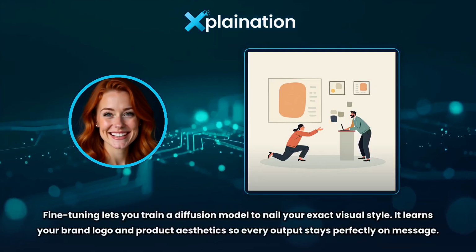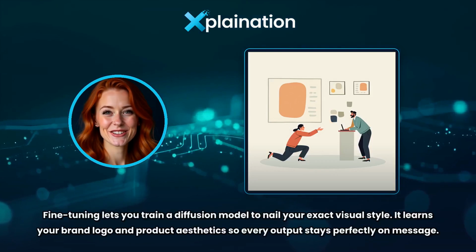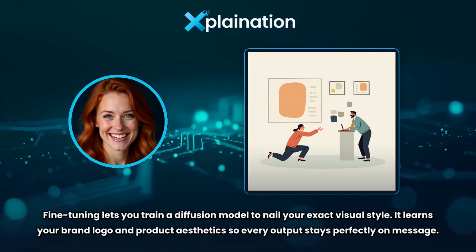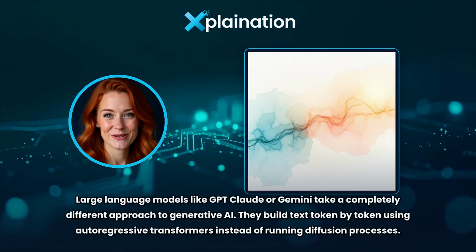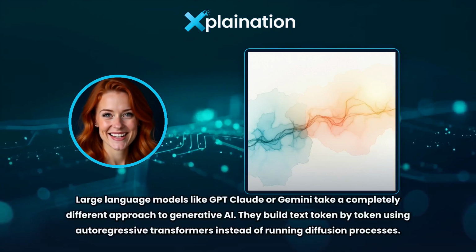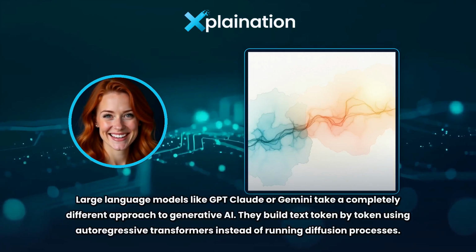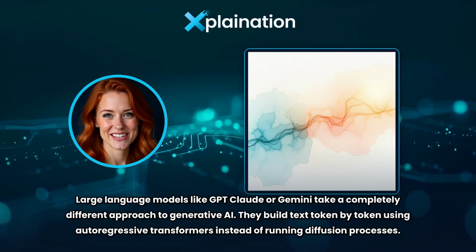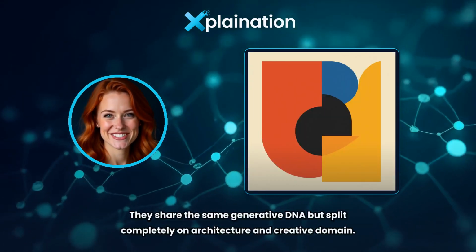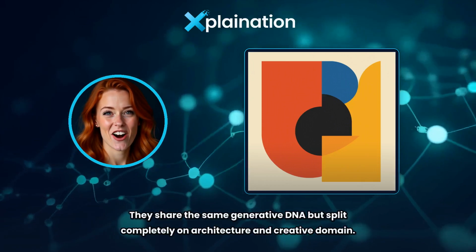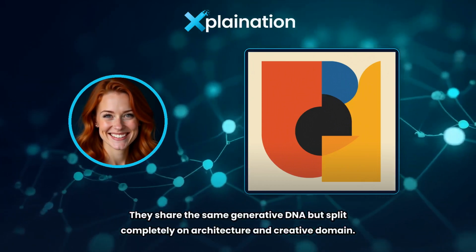Fine-tuning lets you train a diffusion model to nail your exact visual style. It learns your brand logo and product aesthetics, so every output stays perfectly on message. Large language models like GPT, Claude or Gemini take a completely different approach to generative AI. They build text token by token using autoregressive transformers instead of running diffusion processes. They share the same generative DNA, but split completely on architecture and creative domain.